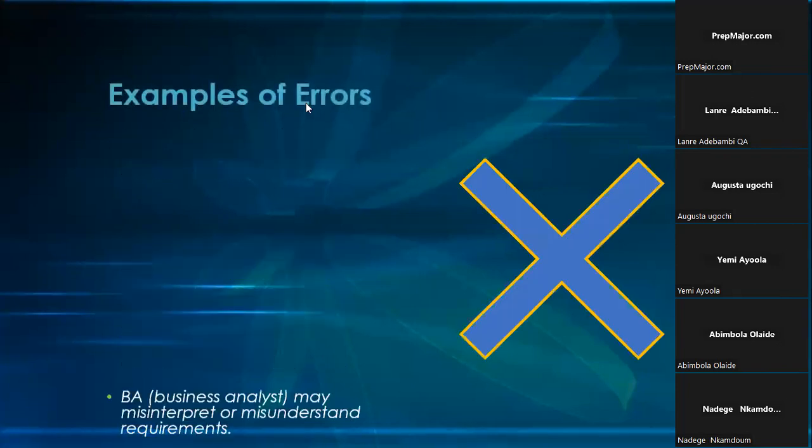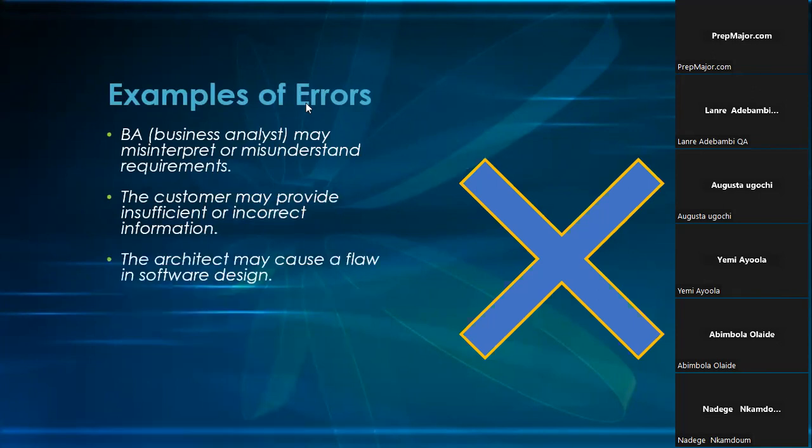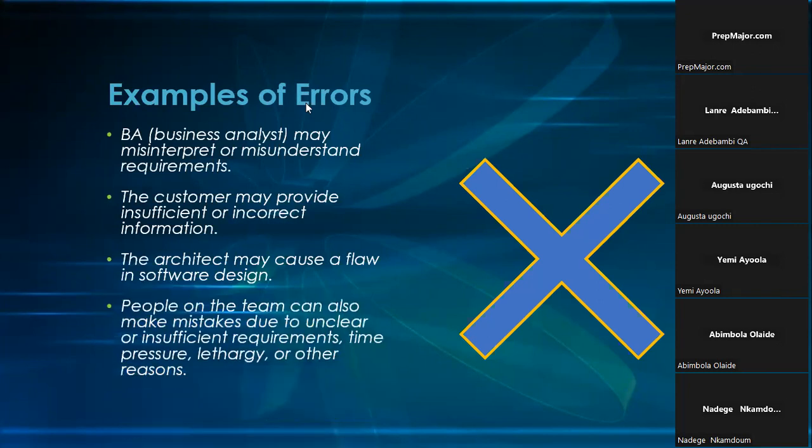So for instance, examples of error: it could be the business analyst who maybe misinterpreted or misunderstood the requirement. It could be the customer with insufficient or incorrect information. It could be the architect, maybe the data. It could be the people within the team. So maybe unclear or insufficient requirements. All these are examples of errors. So remember, error is a human mistake. So that leads us to the next brother, which is defect.